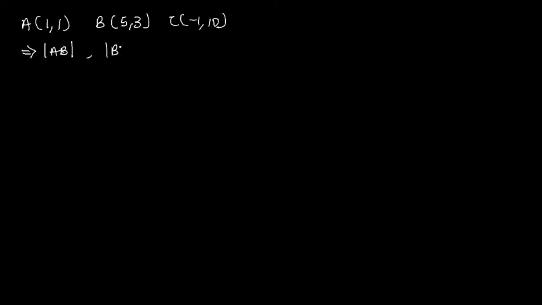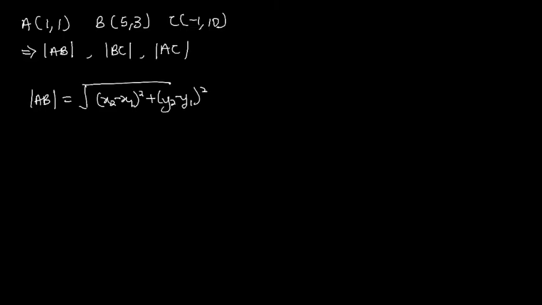So let me erase everything here. Okay, so let's begin. So we have our point A has the coordinates 1, 1, B has the coordinates 5, 3, and C has the coordinates negative 1 and 10. And we have to find the distance of AB, then we find the distance BC, and then we also find the distance AC, and compare and see if they are all the same. Now, to find the distance between 2 points, say AB, the formula is the root of x2 minus x1 all squared plus y2 minus y1 all squared.